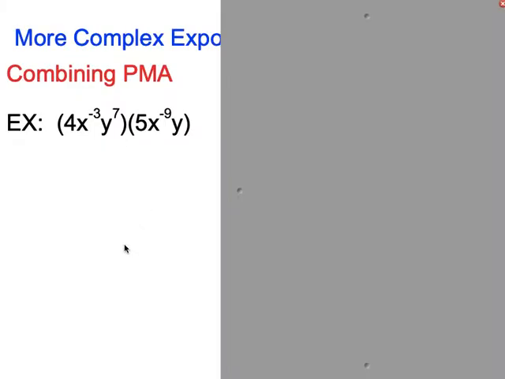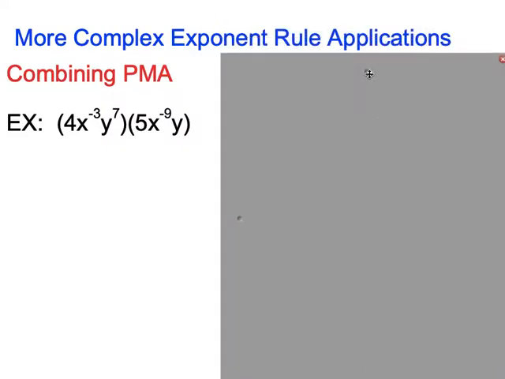I'm starting to combine all my different rules. A lot of times when you're dealing with these, what you want to do is deal with the basic properties first and then deal with making the exponents positive or negative. So if you look at this, it is a multiplying problem. Just like before, we multiply the numbers and we add the exponents. So 4 times 5 is 20. X's: x to the negative third and x to the negative ninth is x to the negative 12th. Y to the 7th, and one more y is y to the 8th.